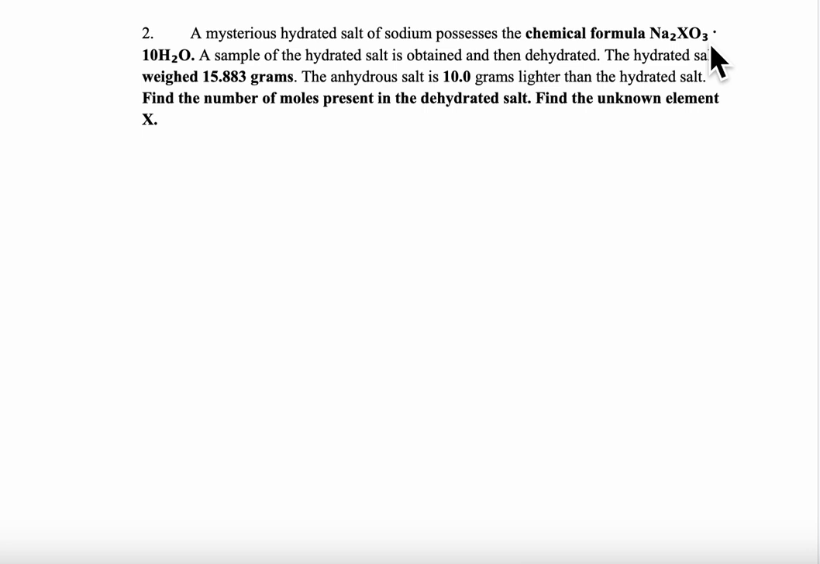So oftentimes, in these kinds of questions involving hydrates, you might be given some information and you might be asked to determine the value of n, which in this case we're actually already given to be 10. So you might be asked to determine the value of n.